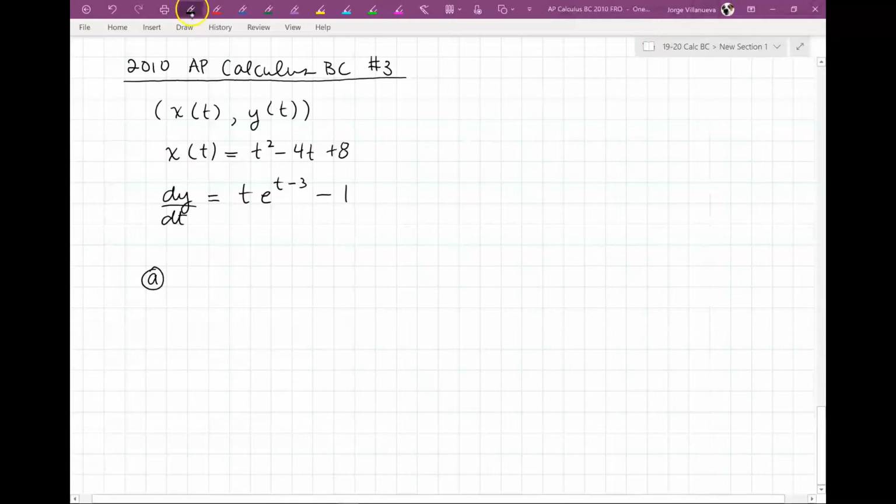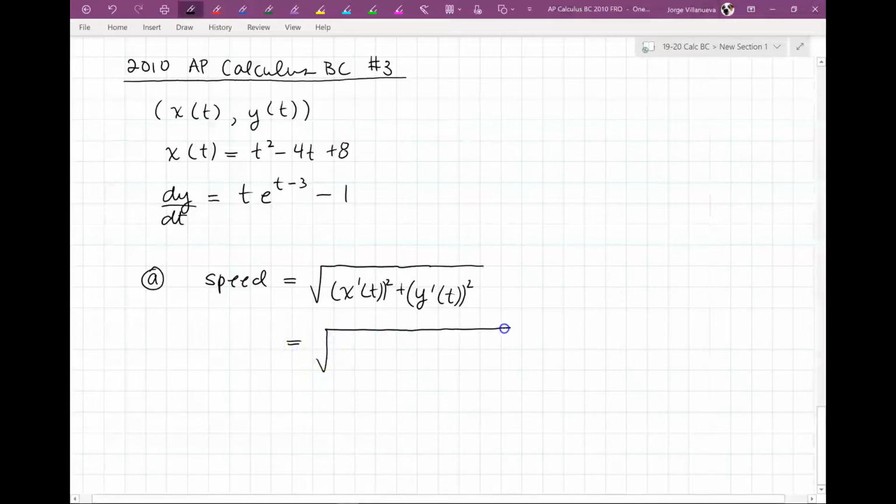Now speed, we actually wrote this down a while back, but speed has a formula. It's the square root of x prime of t squared plus y prime of t squared. So x prime of t would be 2t minus 4, so I'm going to put that right here: 2t minus 4 squared plus, and then y prime of t, well, that's dy/dt, so it's t e to the t minus 3 minus 1 squared. All of that is basically given to us. So that's our speed value.